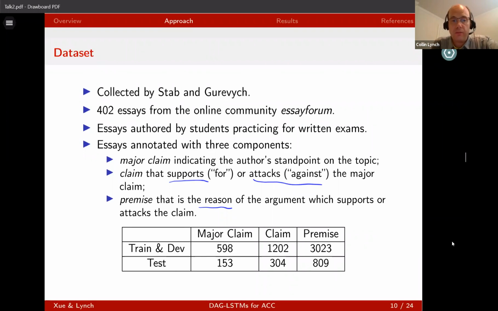The data set, which they defined, was split into a static train and development set and a test set. The train development set had 598 major claims, 1,202 claims, and 3,023 premises. The test set had 153, 304, and 809 respectively. For the purposes of comparison, we continue to use this exact breakdown of the data set so that we can compare our results to their published work.